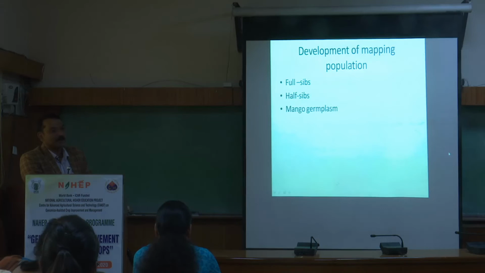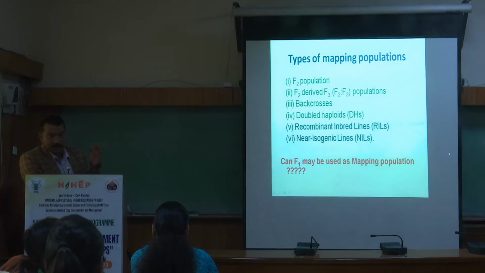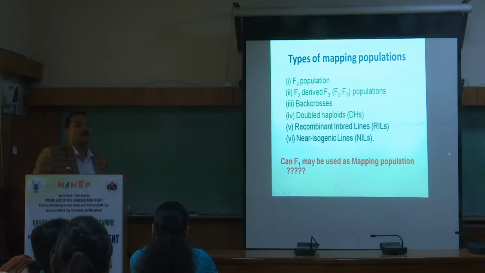So many of you may be asking this: can we use an F1 population as a mapping population? The answer is no, in general. But I will justify that it can be.